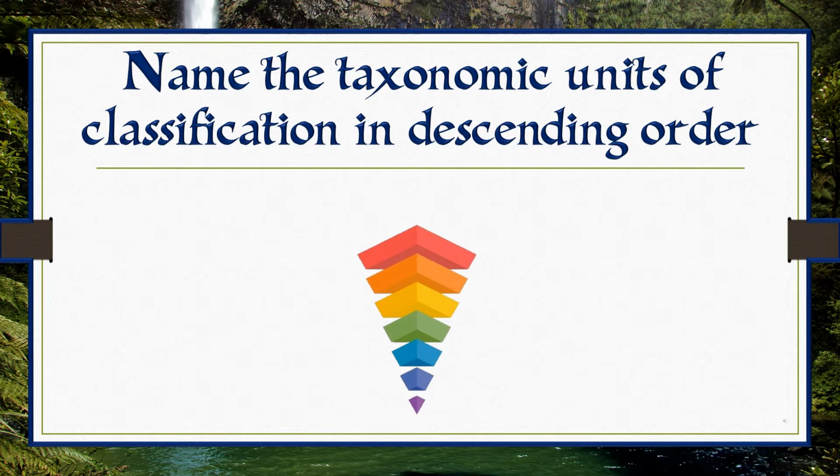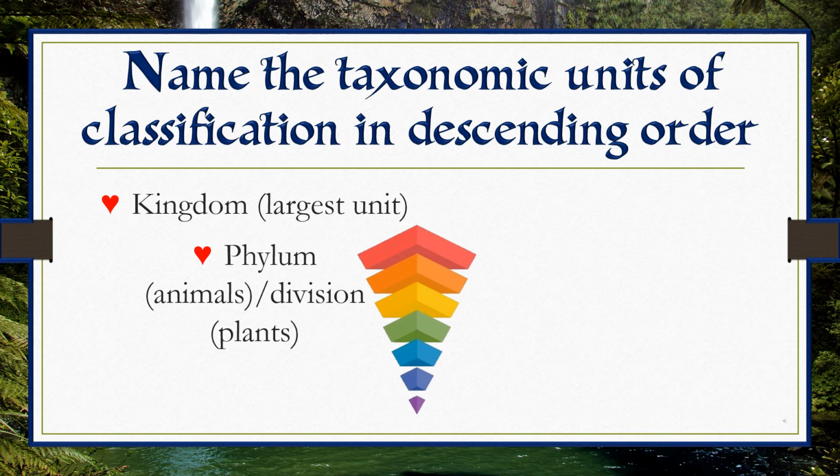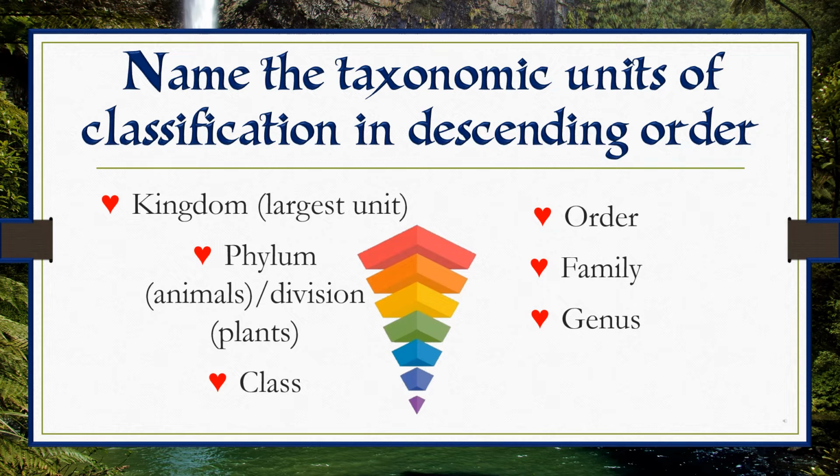Name the taxonomic units for classification in descending order. The first one, which is the largest unit, is the kingdom. That one is followed by the phylum, where we have the animals, and we can call it division in plants. We have the class, that one followed by order, which is followed by family, followed by genus, and lastly, the smallest unit, which is the species. That is the classification in descending order.